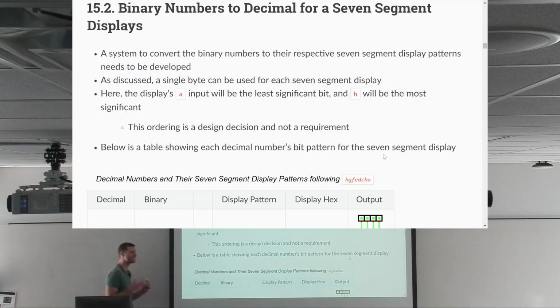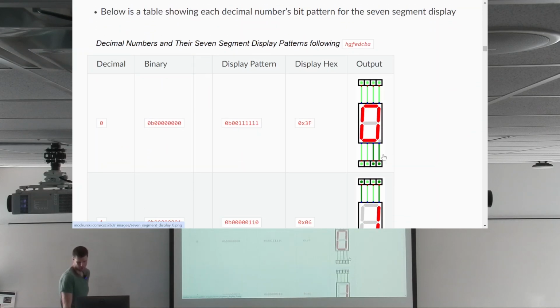We need some system to convert these binary numbers to their respective 7-segment display patterns. A single byte can be used for each of the 7-segment display patterns. So here, the display's A input will be the least significant bit, and H will be the most significant. This ordering is a design decision and not a requirement. And below is a table showing what it would be.